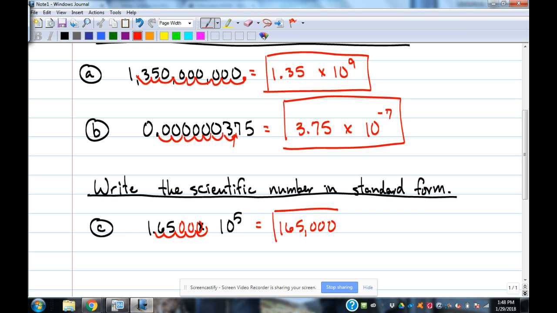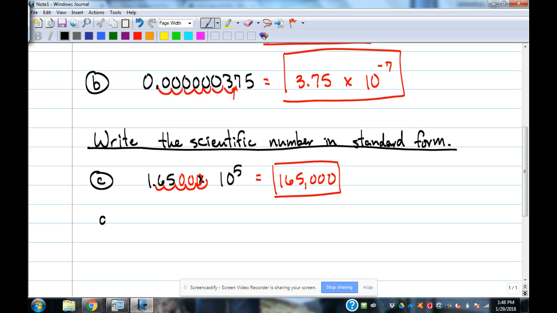165,000. Okay. So if we're in scientific notation, we want to go to standard form. We started in scientific notation. We're writing the answer in standard form. If it's a positive exponent, you're going to move the decimal to the right and get a bigger number. All right.